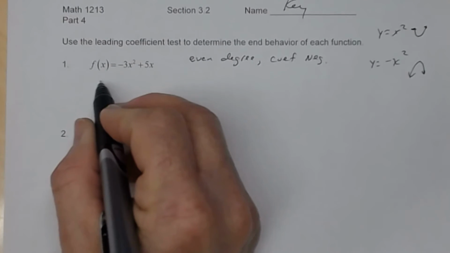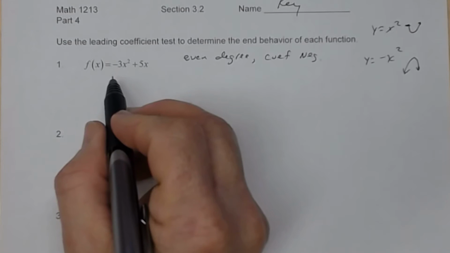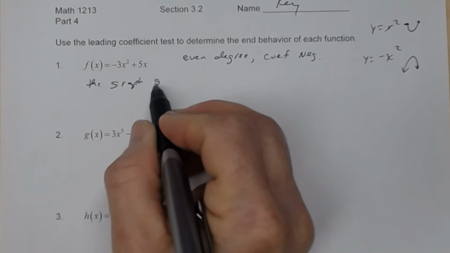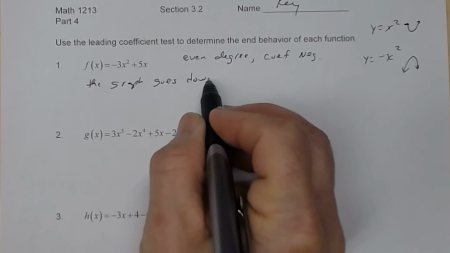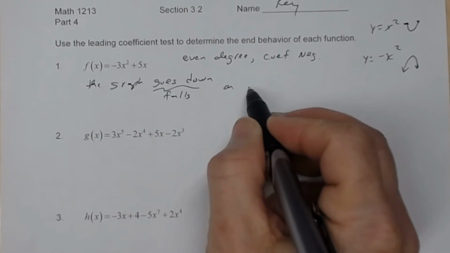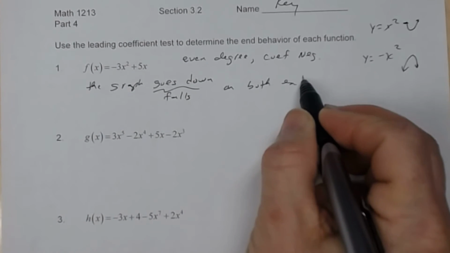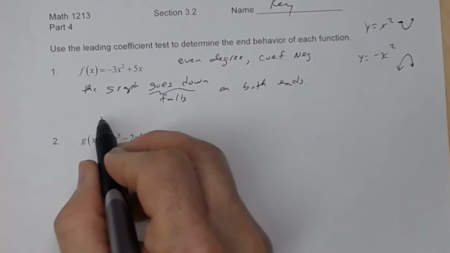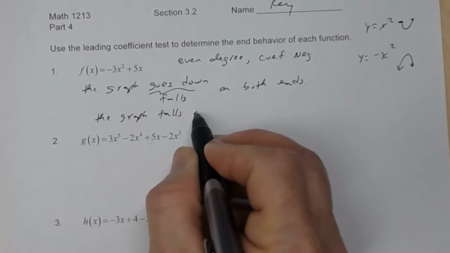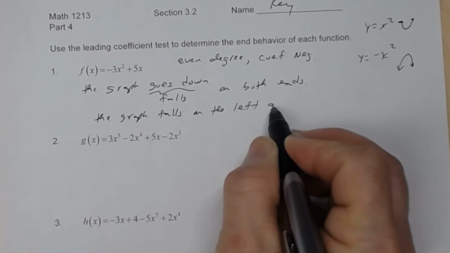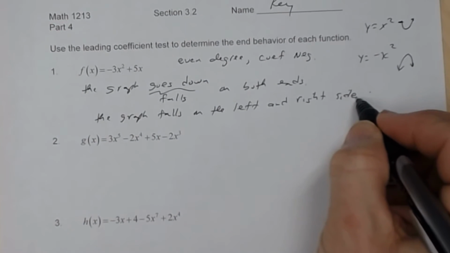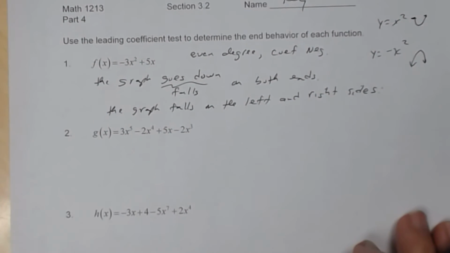So when we talk about the end behavior, the graph goes down or falls. You could say the graph falls on both ends. Or I can say the graph falls on the left and right side. Something like that.